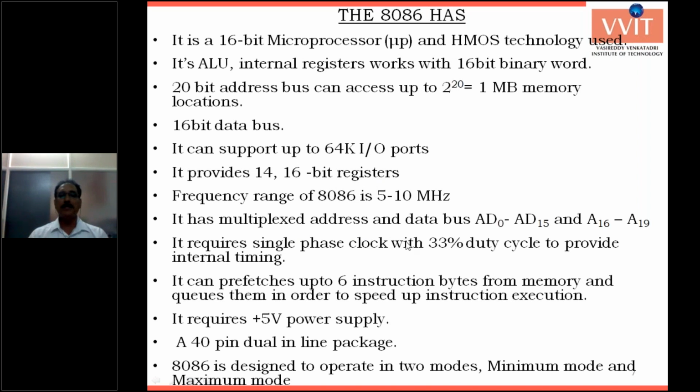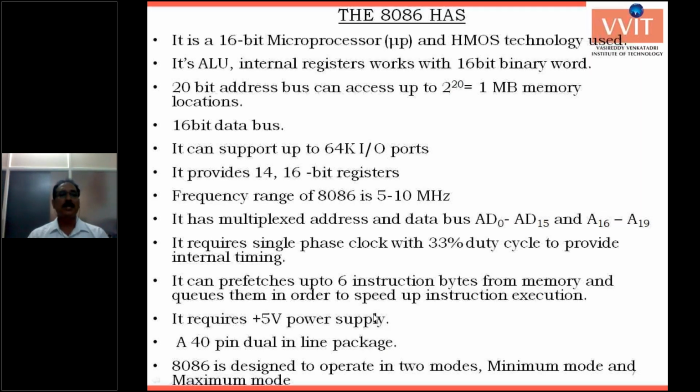Next, it has a multiplexed address and data bus. There are 16 common pins AD0 to AD15 and address lines A16 to A19. Next, the internal clock with a 33% duty cycle is provided. Internally, there is a 6-byte instruction queue. The power supply is plus 5 volts. It is a 40-pin DIP package, dual inline package. The 8086 is operated in two modes: one is the minimum mode and the second is the maximum mode.